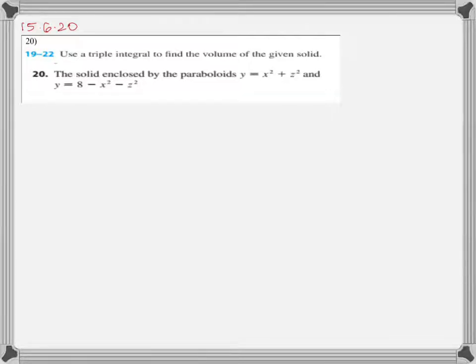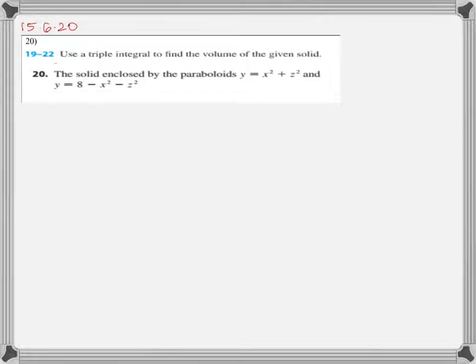Hi, in this video I will be showing you problem number 20 of chapter 15 section 6. Use a triple integral to find the volume of the given solid. The solid enclosed by the paraboloids y equal to x square plus z square and y equal to 8 minus x square minus z square.